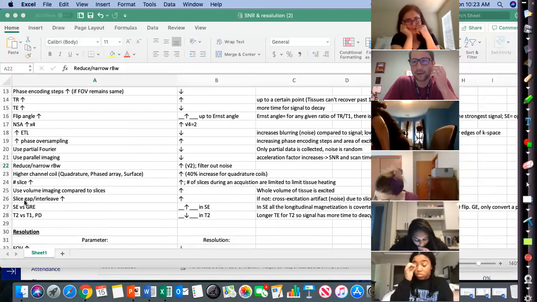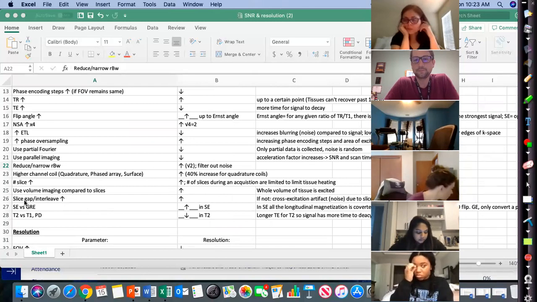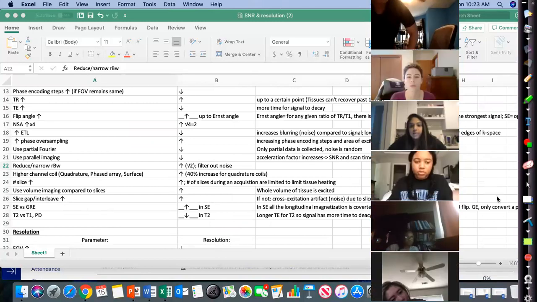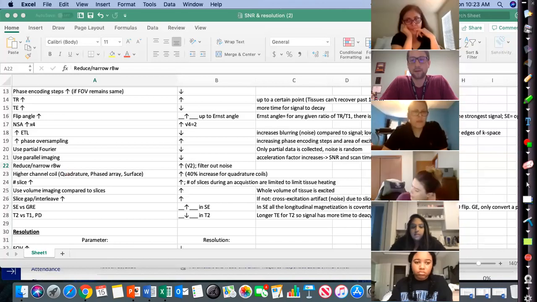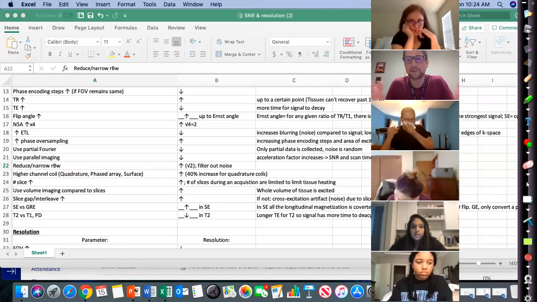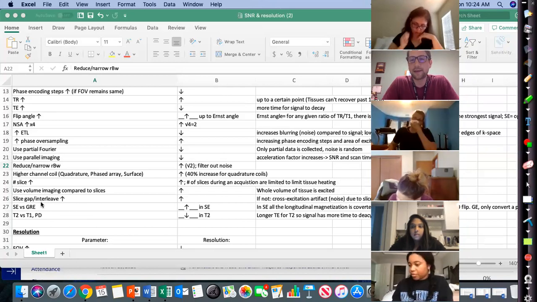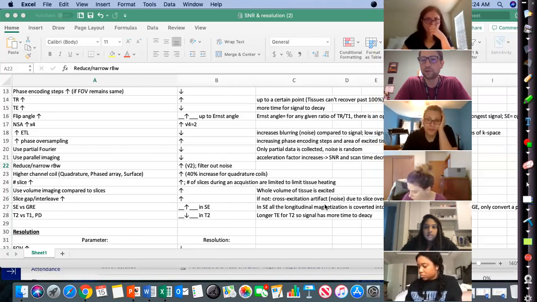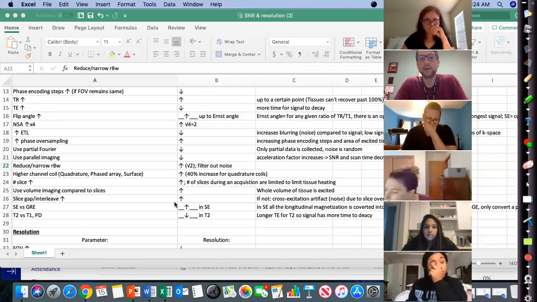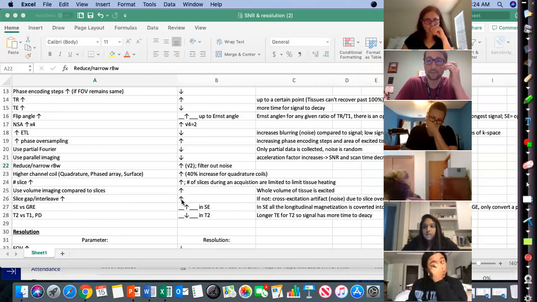Slice gap. What's a typical slice gap? What percentage? 10% on the low end, 10 to 30% typically. So you need a slice gap to prevent what we call the cross excitation artifact, which is noise. If we reduce the amount of noise in our image by eliminating that artifact, we have now increased our signal.